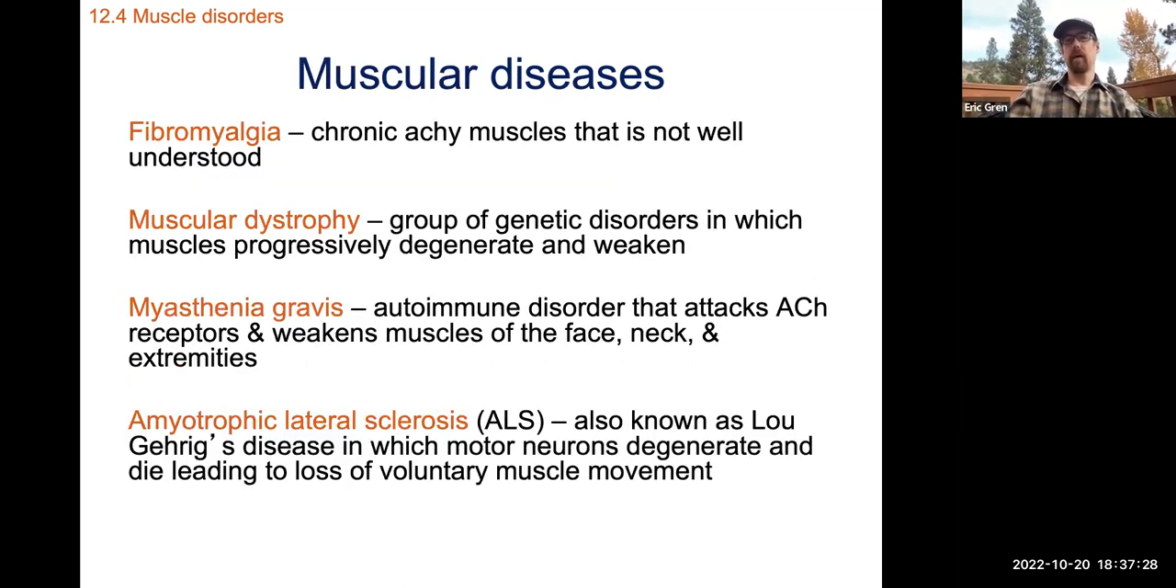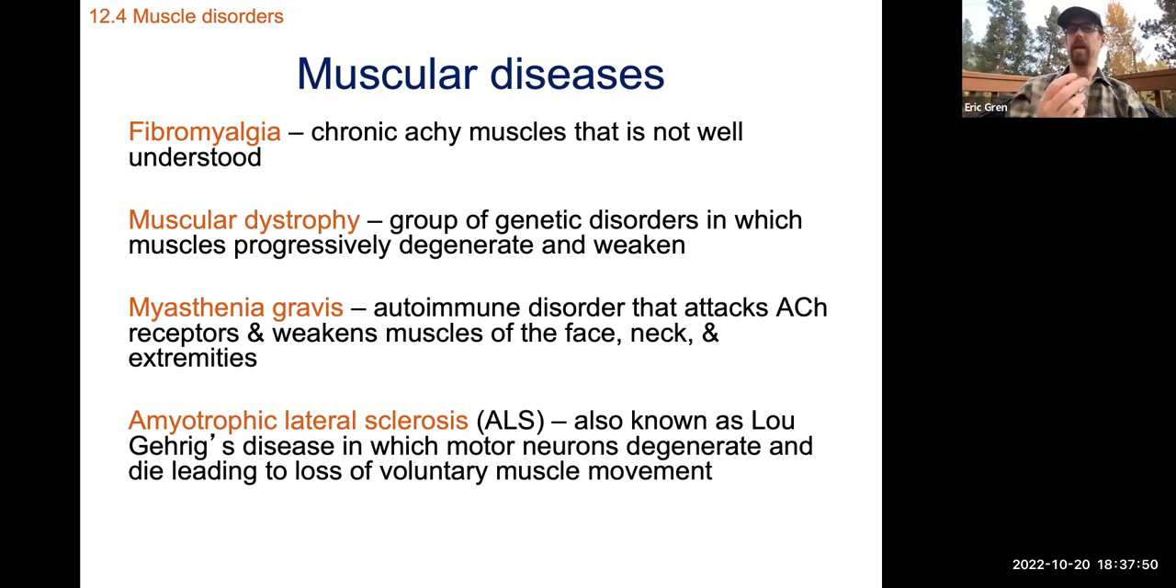Some diseases that can affect the muscle system, right? You might have heard of fibromyalgia. Fibromyalgia is a disease we don't actually understand an awful lot about, but basically what's happening with fibromyalgia is that you experience really achy muscles. It's just chronic aching of the muscles, and we aren't exactly sure what causes it, but it's not fun. It's something you'd rather not have to live with if you don't have to.